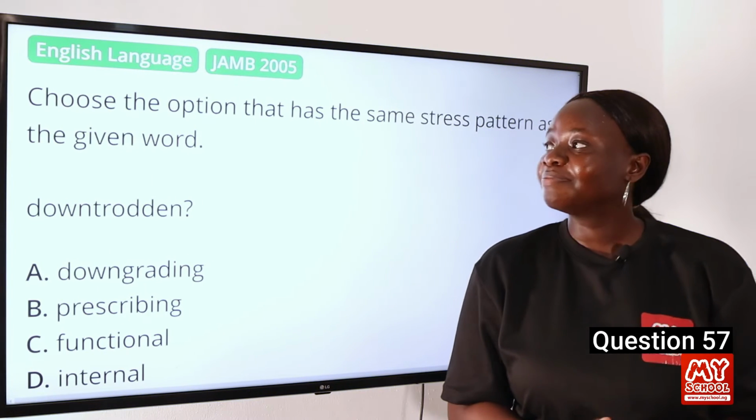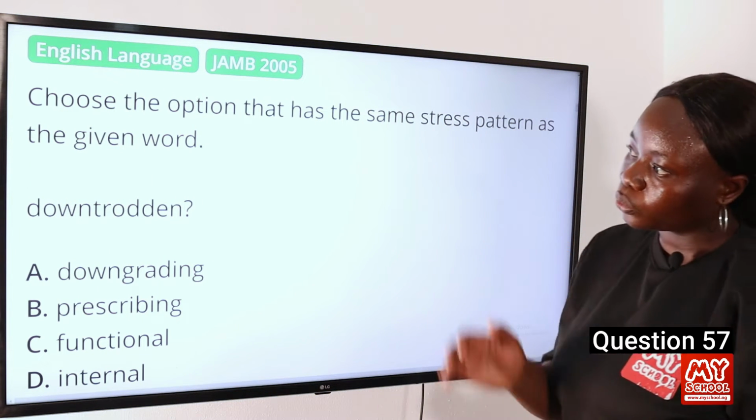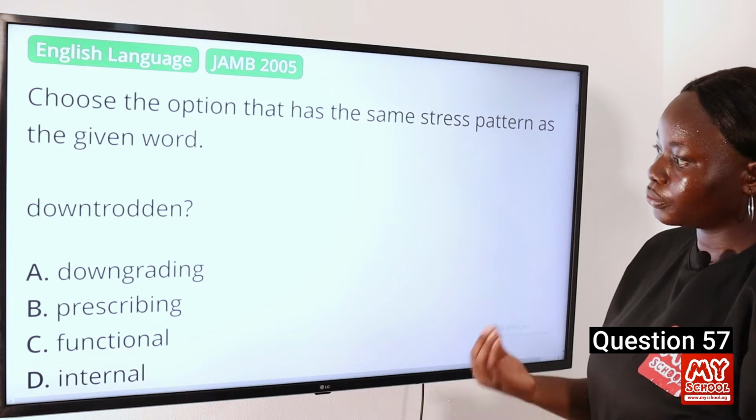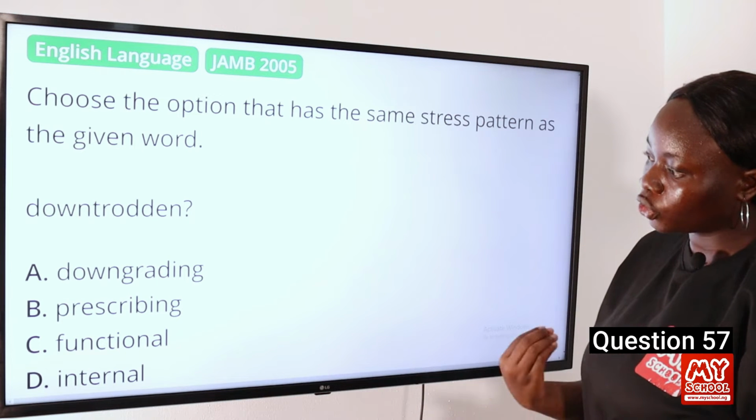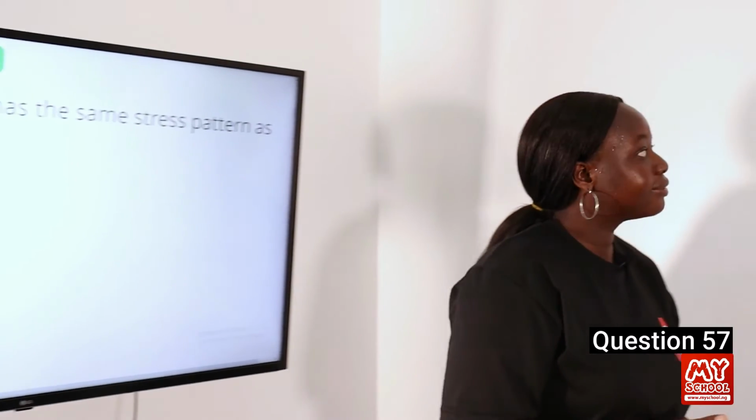Question 57. Again, we have to look for the option that has the same stress pattern as the given word downtrodden. We have downgrading, prescribing, functional, and internal. So let's go to the board to find out what our answer is.